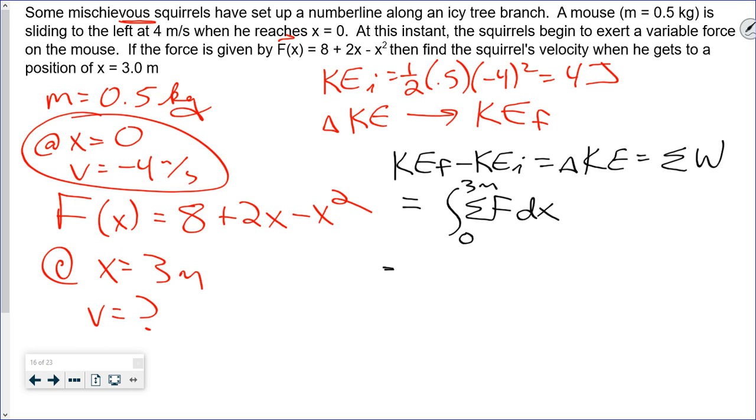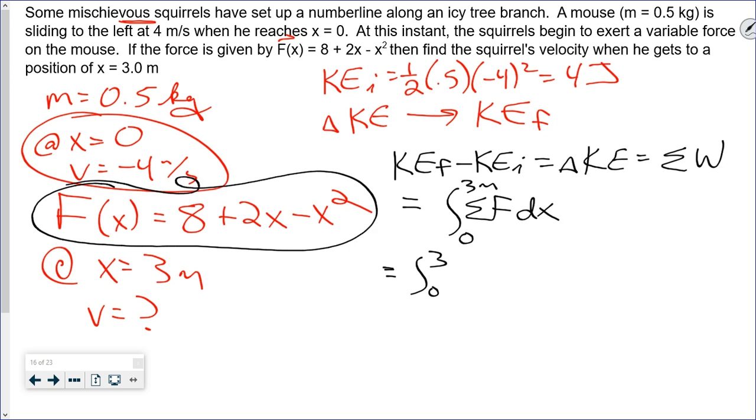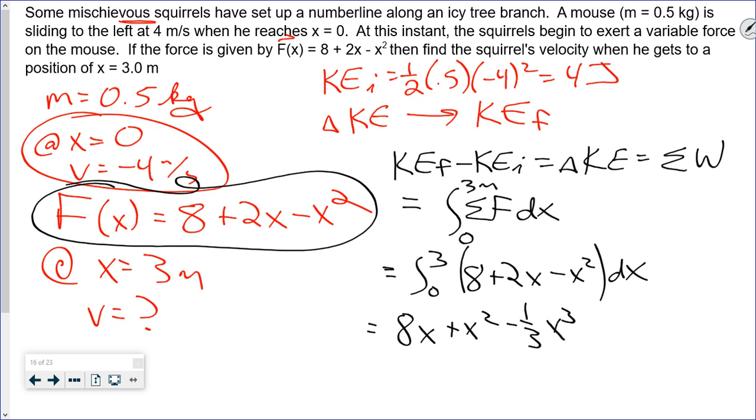All right, so this becomes the integral from 0 to 3 of, well, the squirrel's force is the only force, or I guess the force of the squirrel is equal to the net force, right? Because presumably gravity and normal force will cancel each other out. So we want to integrate 8 plus 2x minus x squared dx. The integral of 8 is 8x. The integral of 2x is x squared. The integral of x squared is 1/3 x cubed. And then we want to evaluate between 0 and 3.